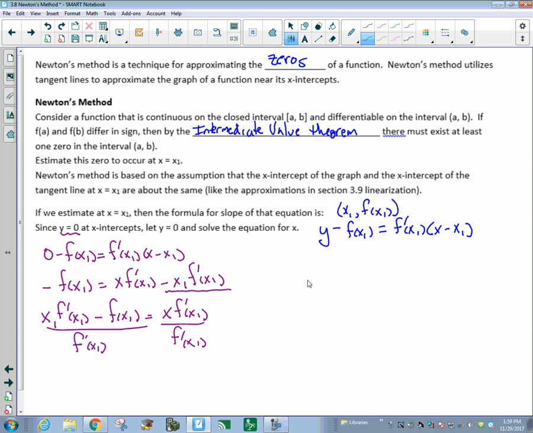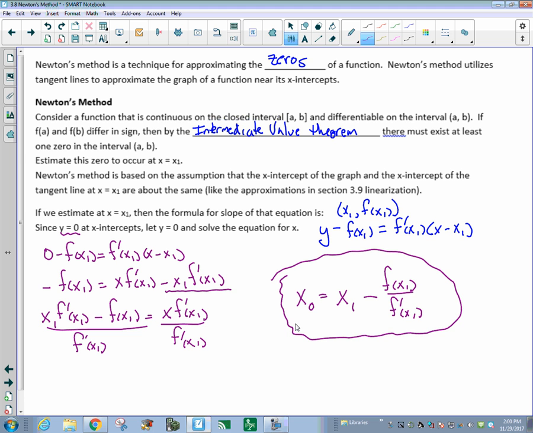So this whole equation, when I start with some initial x value, gives me x sub 1, from this part over here when I divide those two, minus what's left over: my y value at x sub 1 divided by the slope at x sub 1. This is the equation we are going to use to help us find what's going on here.